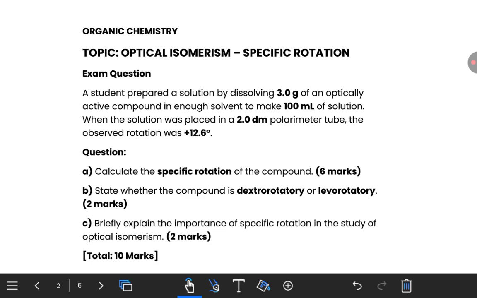Then state whether the compound is dextrorotatory or levorotatory. Then the third question was briefly explain the importance of specific rotation in the study of optical isomerism. And the total number of marks allocated to this question was 10 marks. Alright, so let's get into it.